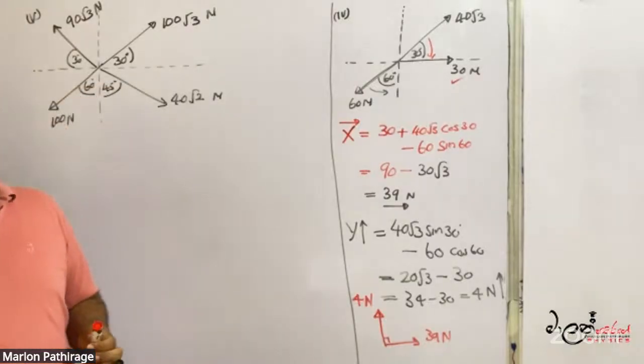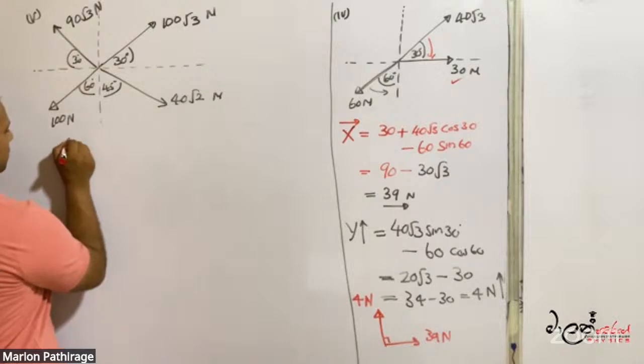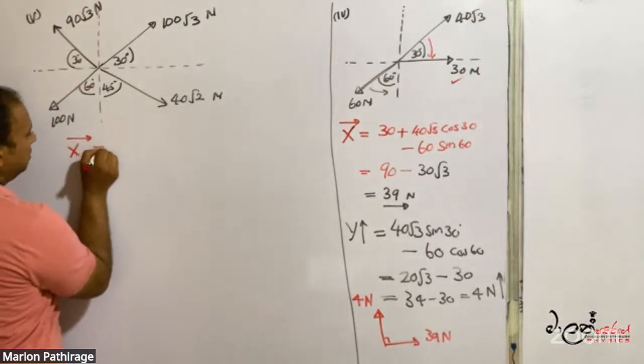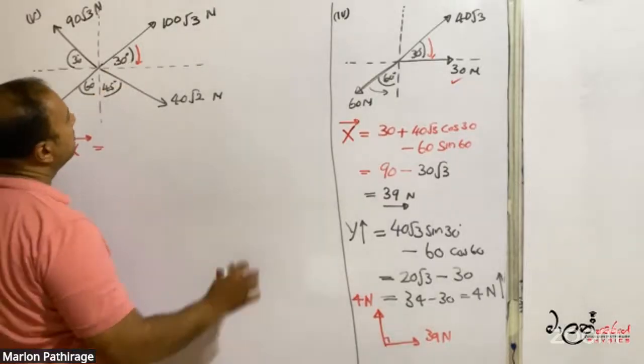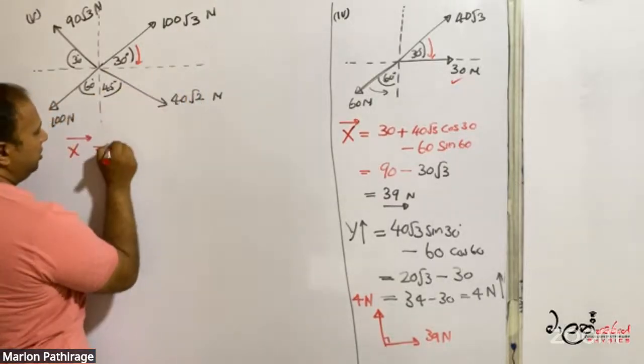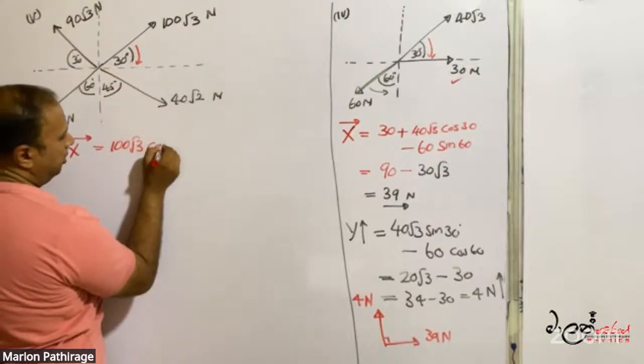Then you have to resolve this into the x direction. If you resolve this into the x direction, this will be positive: 100 root 3 cos 30.